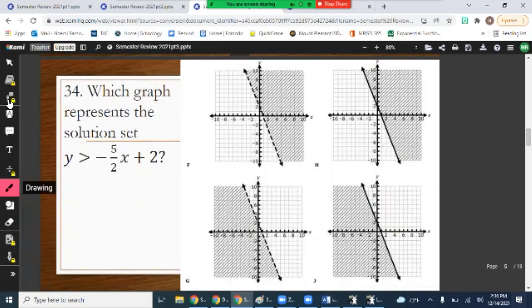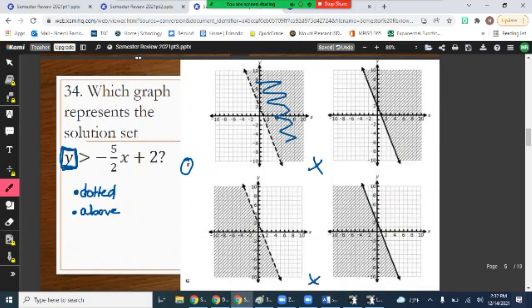All right. First thing, without having to solve, you can always check to see if you're looking for a solid or dotted line. Which one is it? Dotted. Dotted, so I can eliminate H and J. They're both solid. From there, you have to solve. You have to make sure that the y is by itself before you can tell me if it should be shaded above or below. And for this one, it should be above because that is greater than. And F is the one that's shaded above. That is how your graph should look on your paper. If you didn't already graph it, do it later.